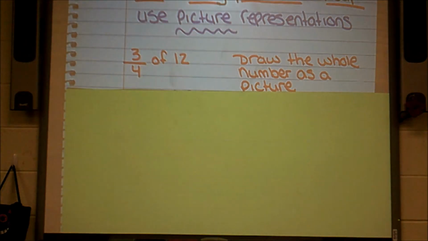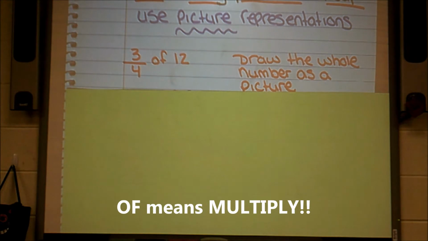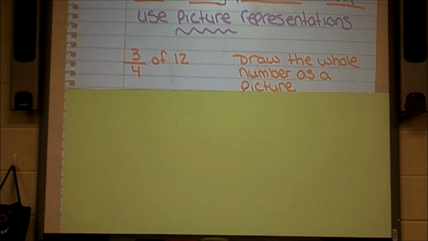So here's the first problem that I have for us to work on. 3/4 of 12. Now I know of means the same thing as multiply, so that's the same as saying 3/4 times 12. As I said, we're going to be using picture representations to help us to solve these problems.